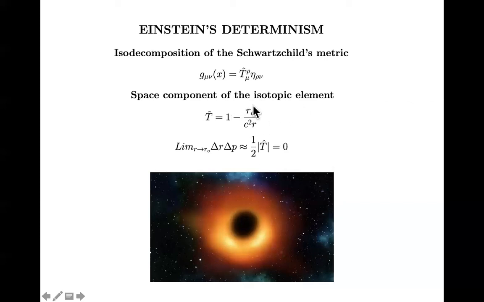But this represents precisely the Schwarzschild singularity at the limit when the coordinates reach the Schwarzschild horizon. And therefore, as a consequence, you have this expression: the product of the standard deviations for coordinates and momentum clearly tends to 0 when the coordinates approach the Schwarzschild horizon.